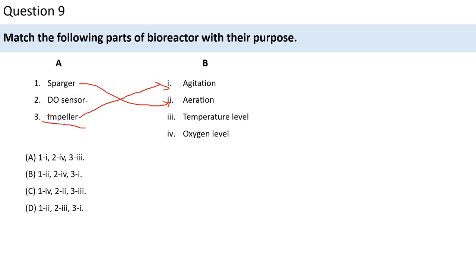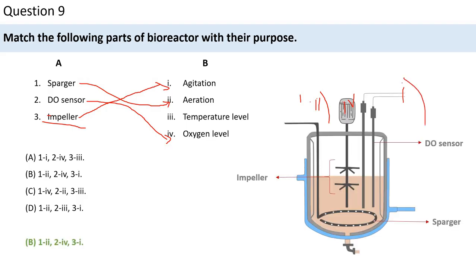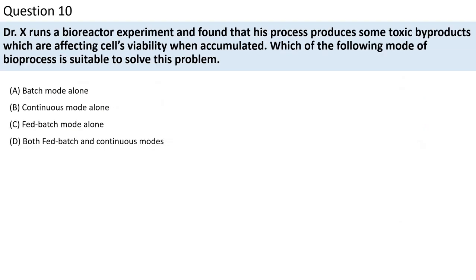And DO sensor is nothing but to monitor the oxygen level in the bioreactor. Okay. So the answer will be: for sparger, it is aeration, 2. For DO sensor, it is 4. And for your impeller, it is 1. 2, 4, 1 is the answer. So that is option B. Okay. Moving on to question 10.